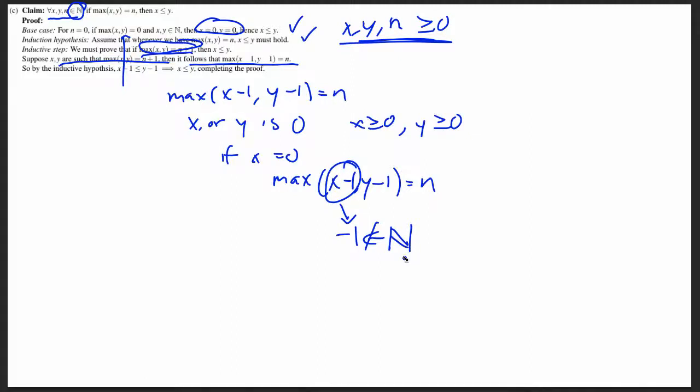So you cannot use your inductive hypothesis because you have this part in the claim where all x, y, and n have to be from the naturals. So that is what is wrong with this proof. It's actually very subtle. And with that, let's move on to problem 5.